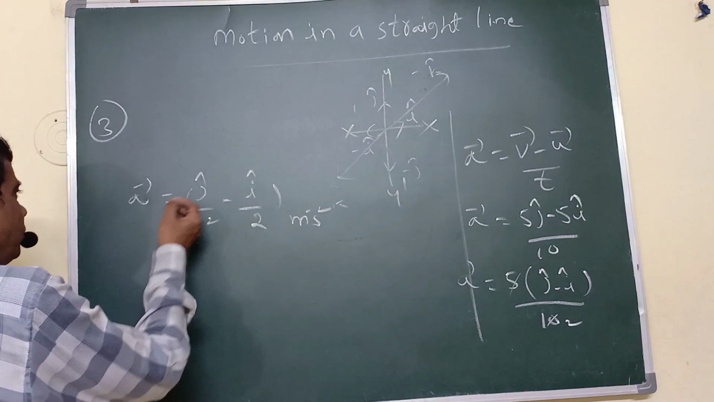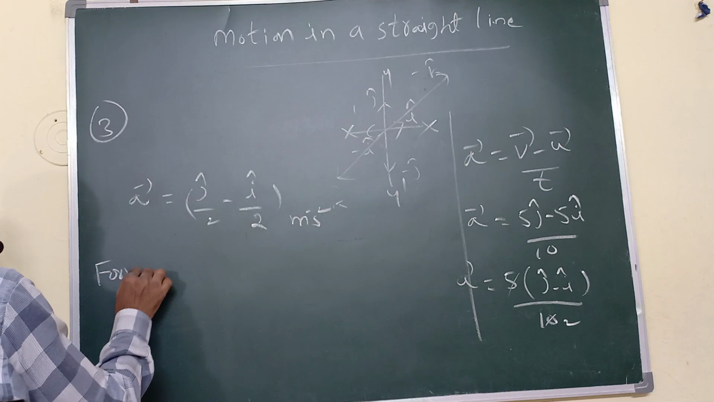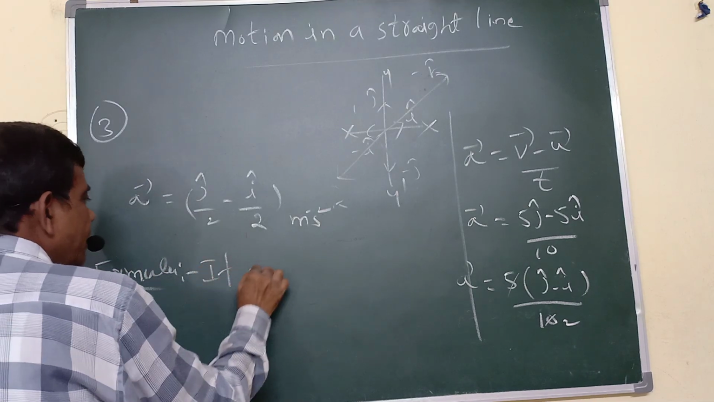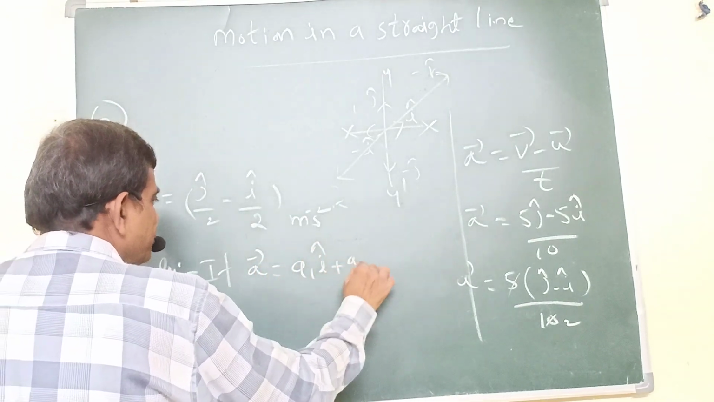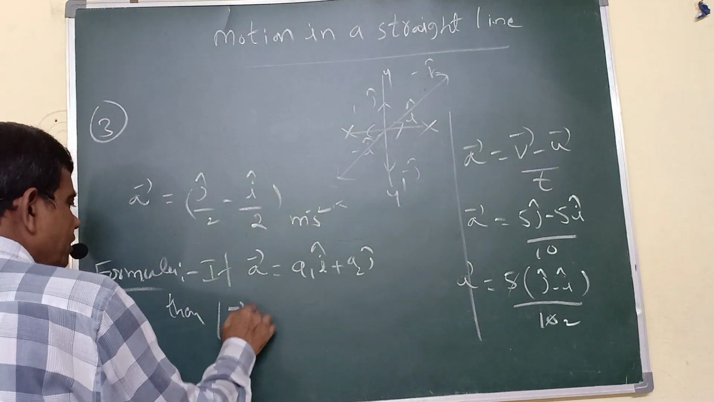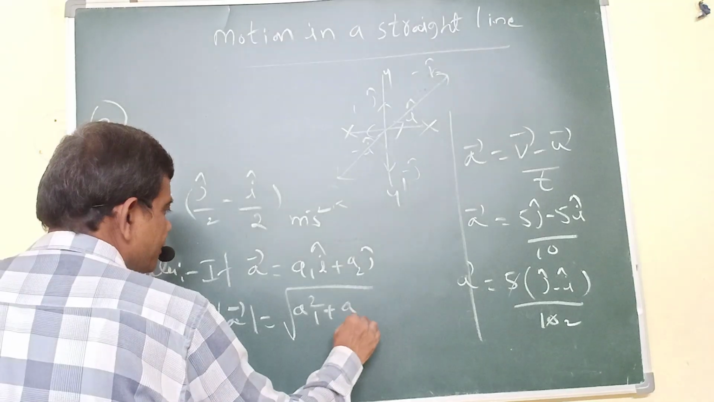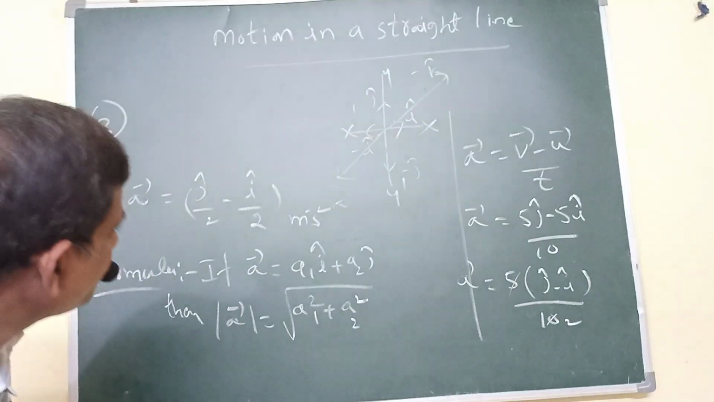What is the magnitude? So what is the formula for finding magnitude? If A equals A1 i plus A2 j, then what is its magnitude formula? Square root of A1 square plus A2 square. This formula we are applying. Now you apply in that case.